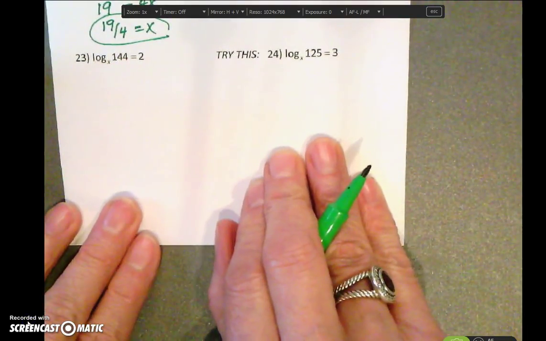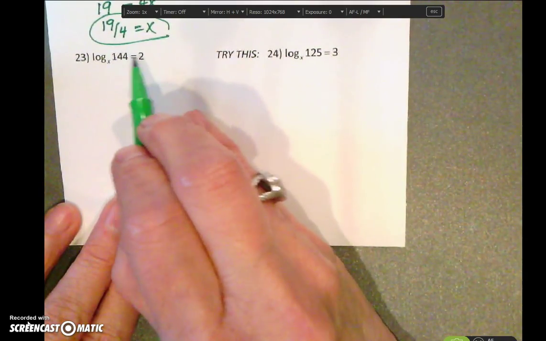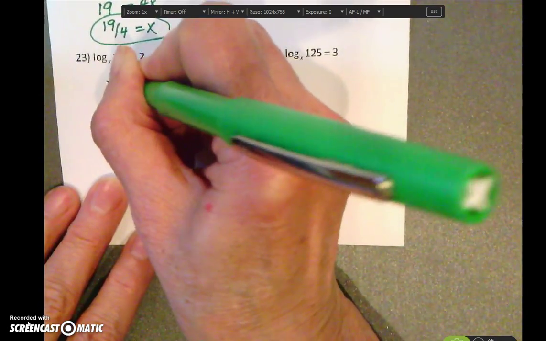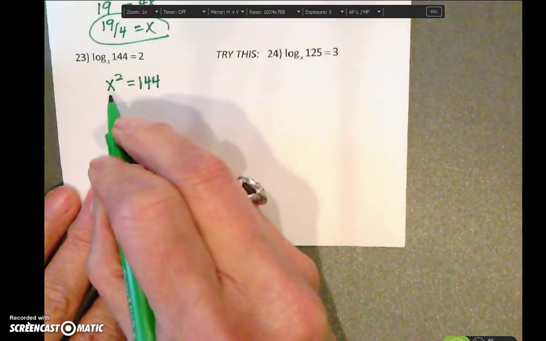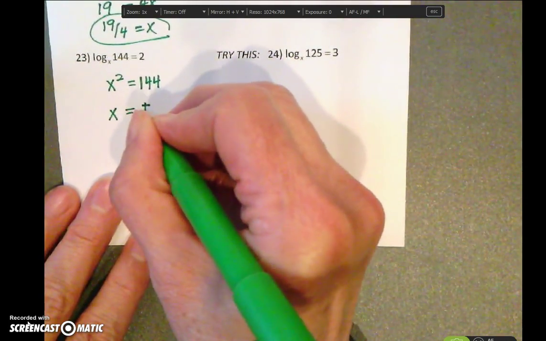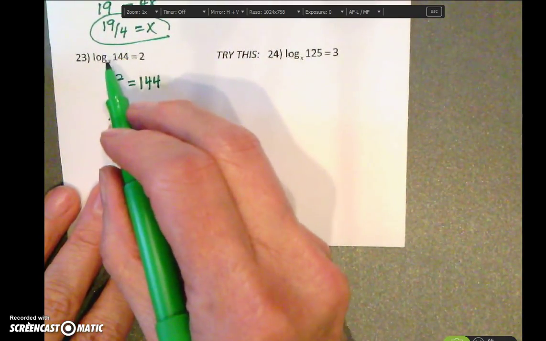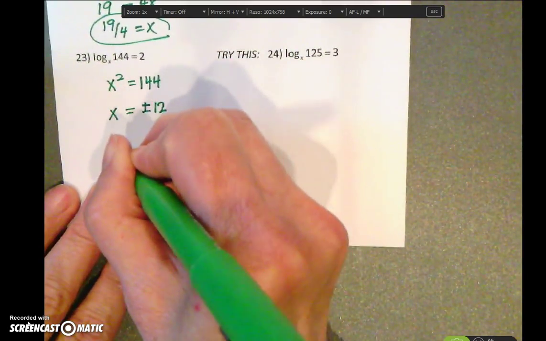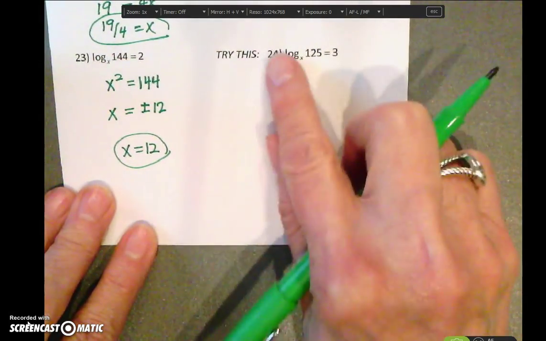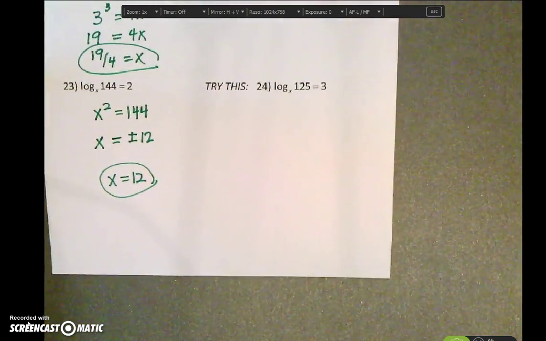Number 23. Okay, I just hit the stop button, so hopefully we're okay. Log base x of 144 is equal to 2, so I'm going to write it in exponential form. So I have x squared is equal to 144. To solve it, I'm going to take the square root of both sides, and of course we know that that's equal to plus or minus 12. However, I can't have a base that's negative, so my answer is just going to be positive 12. So give the practice problem over here a try.